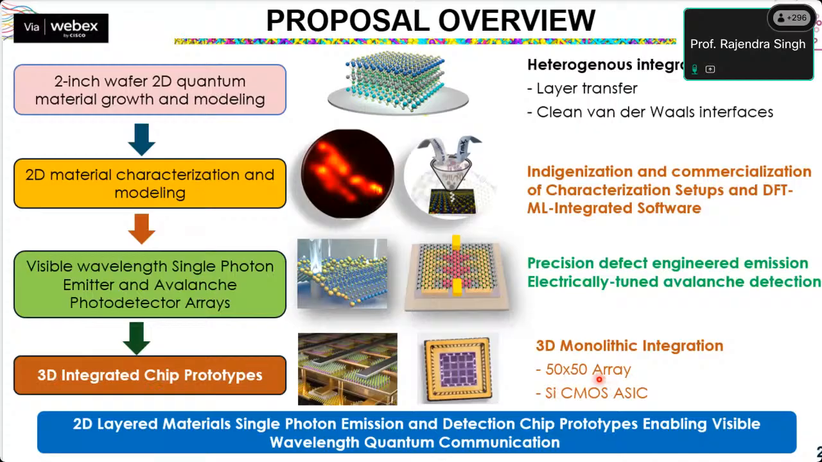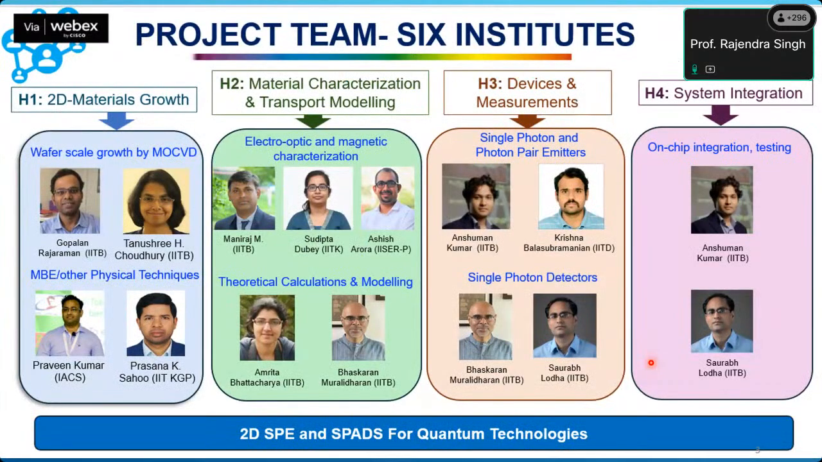Okay, so this is, let's say, they will be developing 50 cross 50 array and integrating it monolithically with a silicon CMOS ASIC actually. Okay, so this is provided as a complete, let's say, device package to, let us say, quantum communication hub, so that they can use it for their application. So as you can see, what I want to tell you, because some of you were asking how they can also apply for projects in the future.